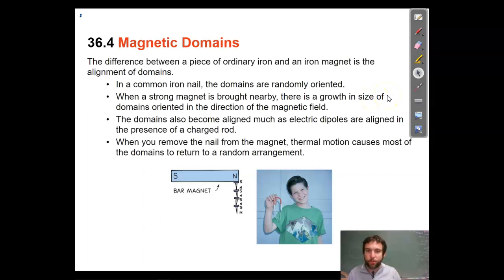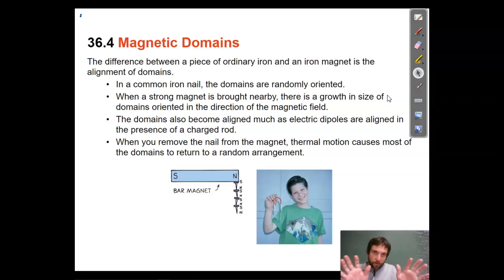The difference between a piece of ordinary iron and an iron magnet is the alignment of the domains. In a common iron nail, the domains are randomly oriented. When a strong magnet is brought nearby, there is a growth in size of domains oriented in the direction of the magnetic field. So you have all of these magnetic domains just all over the place, and then when you bring a magnet nearby, those domains start lining up with each other.